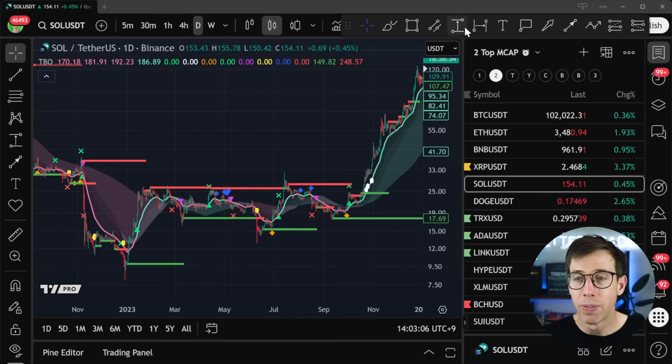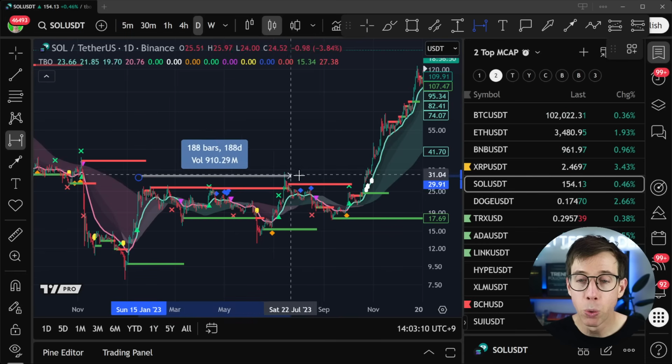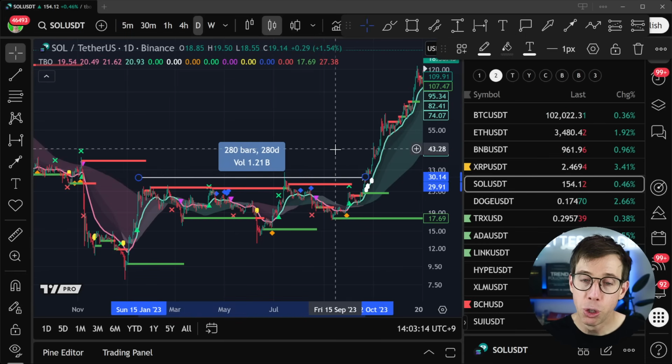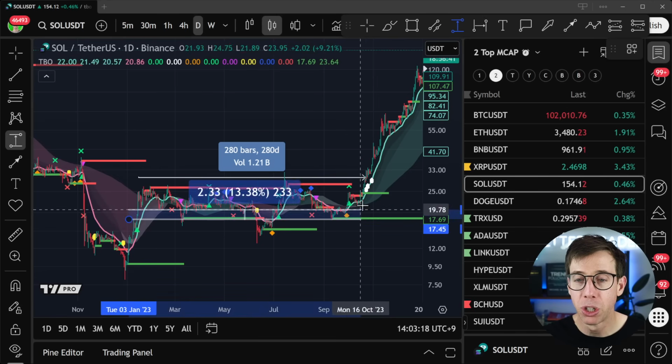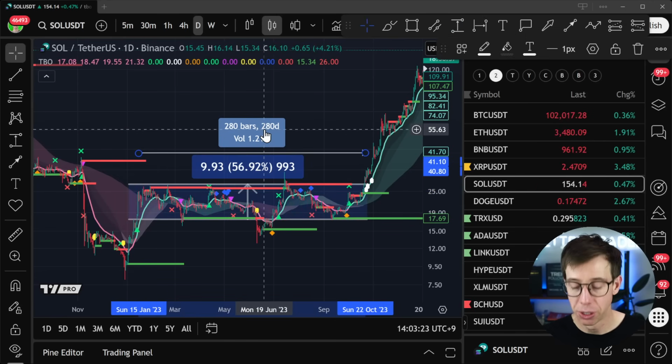The reality of this chart for Solana was so frustrating. January 2023, all the way over here to October 2023. For 280 stinking days, this chart basically was chugging in this awful 56% range.